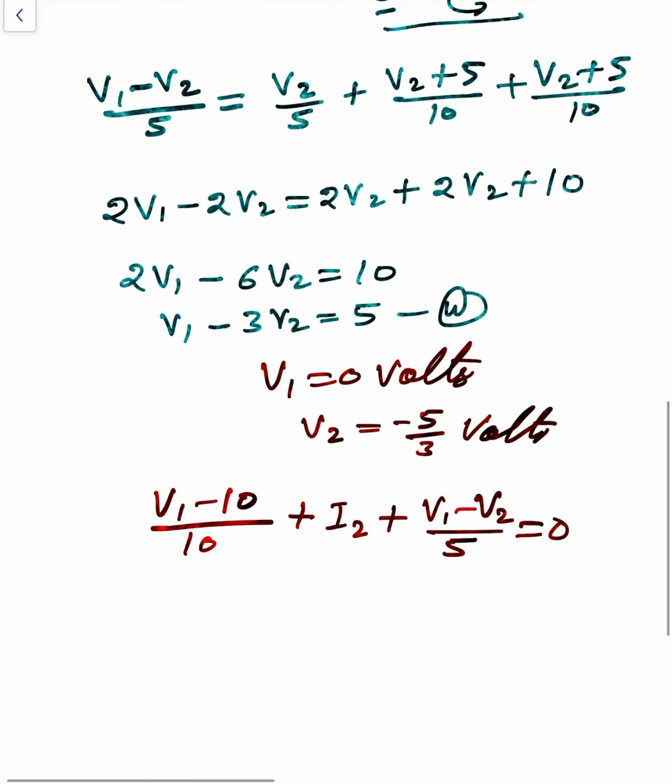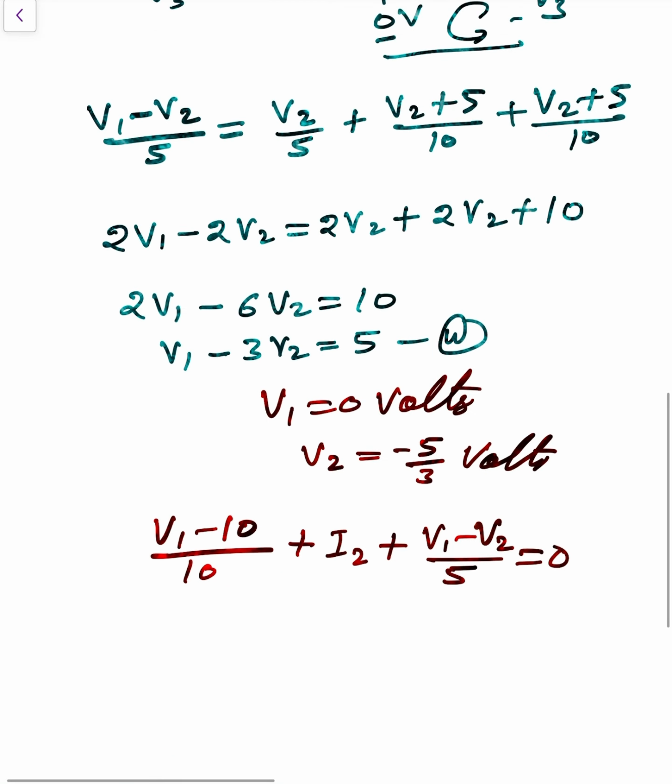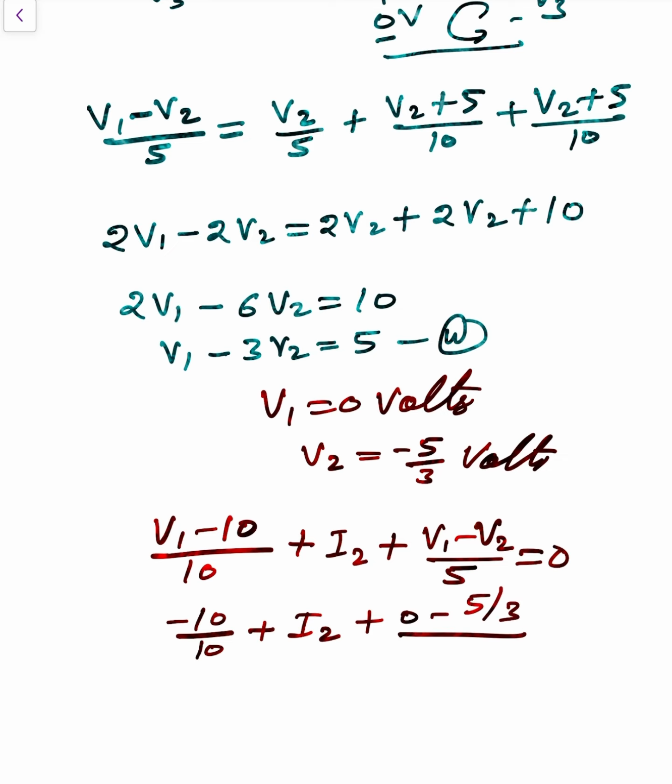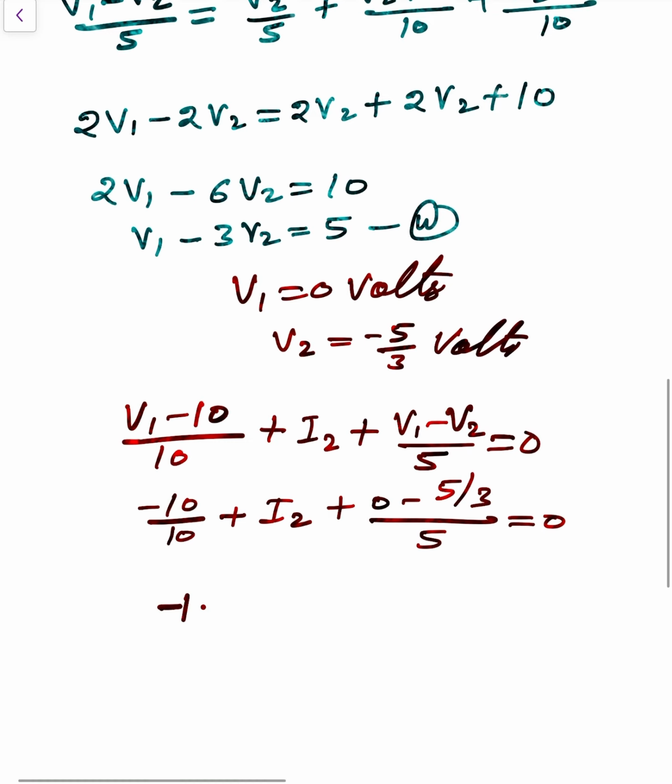Clear or not? Now put here V1, V2. V1 is 0. So minus 10 divided by 10 plus I2, 0 minus 5 by 3 divided by 5. This will equal to 0. So that one is minus 1 minus I2, minus 1 by 3. This will equal to 0.